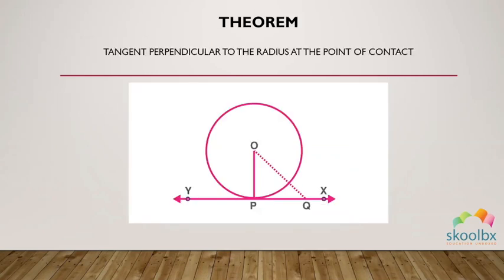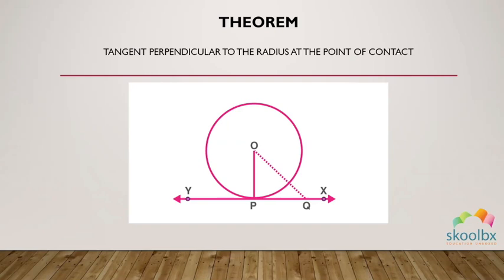Okay. And then we come to the first theorem. A tangent is perpendicular to the radius at the point of contact. Okay. So your tangent here is XY, and it touches the circle at P. And from P, if you draw a radius, then that radius is perpendicular to the tangent.